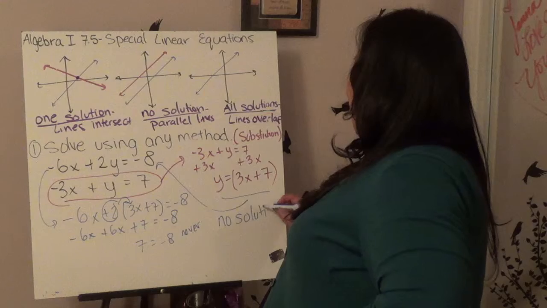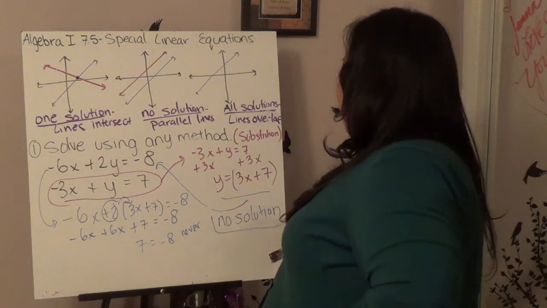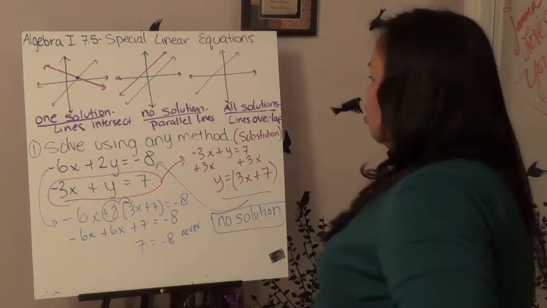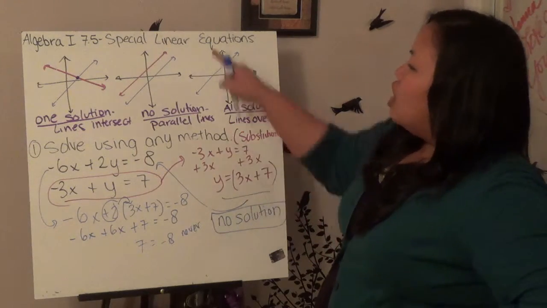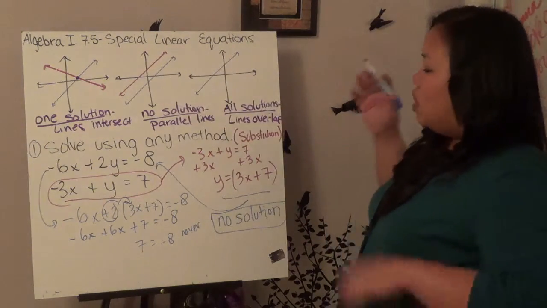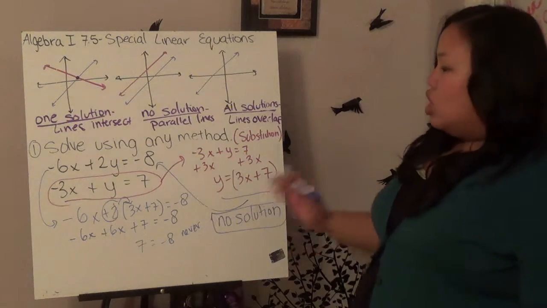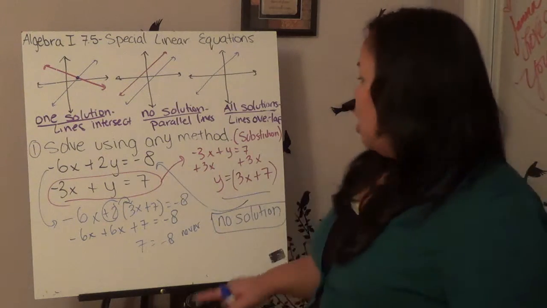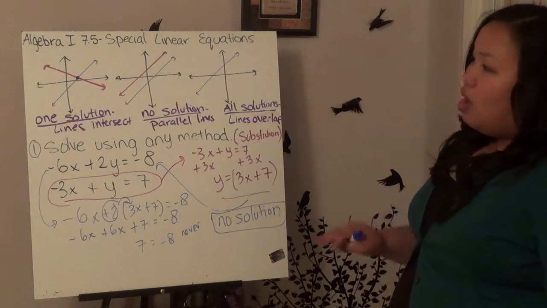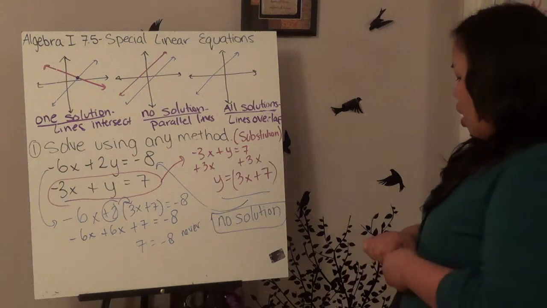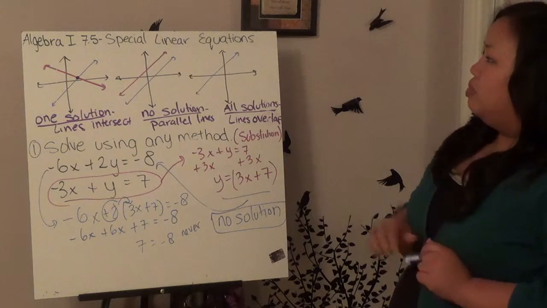Whenever I end up with two equations that will never equal each other, this is called no solution. What that means is if I were to graph these, they would have the same slope, so they will never intersect. So I end up with no solution. Go ahead and write this down. We're going to do one more example.